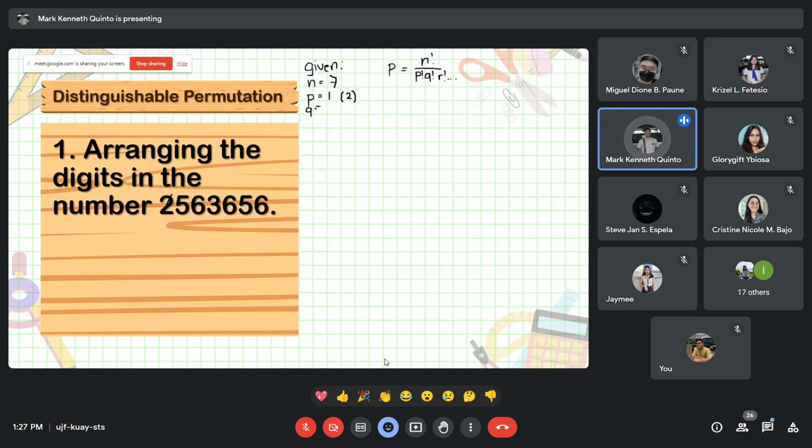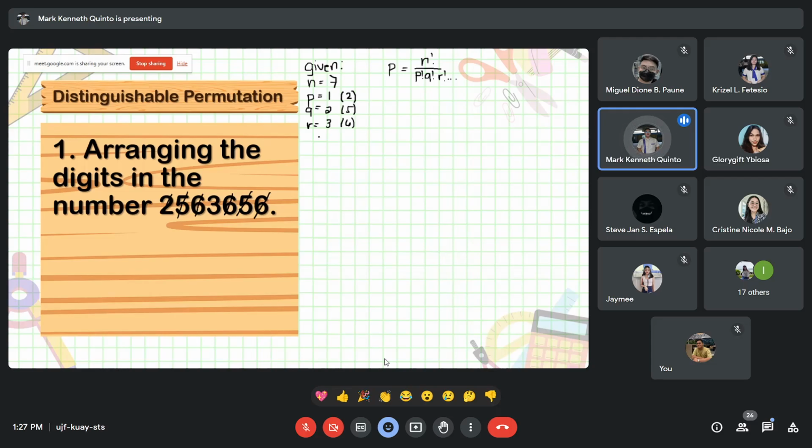Okay, next. Since we are done with 2, let's proceed with the value of Q. Since tapos na tayo sa 2, proceed na tayo kay 5, kasi siya yung pangalawa. Ngayon, ilang 5 meron sa 7 digits? 2. Dalawa. So we have Q is equal to 2, kasi meron dalawang 5 dun sa 7 digit. Next, R. So what is the value of R? Proceed tayo kay 6. Ilang 6 meron? 3. 1, 2, and 3. So therefore, 3 ay yung number 6.